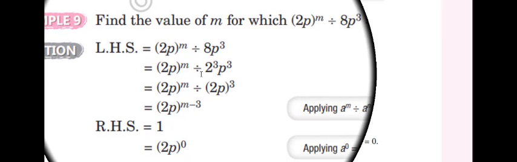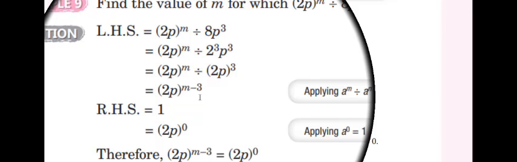Here the number 8 I can write as 2 cubed, and since both of them have the same exponent now, after the division sign, we can combine them. So it comes out to be (2p) raised to the power of 3, because I've removed the exponent 3 and kept it in a bracket. Now we'll apply the division rule, which comes out to be (2p) raised to the power of m minus 3. Here we have applied the law a^m divided by a^n equals a^(m minus n).